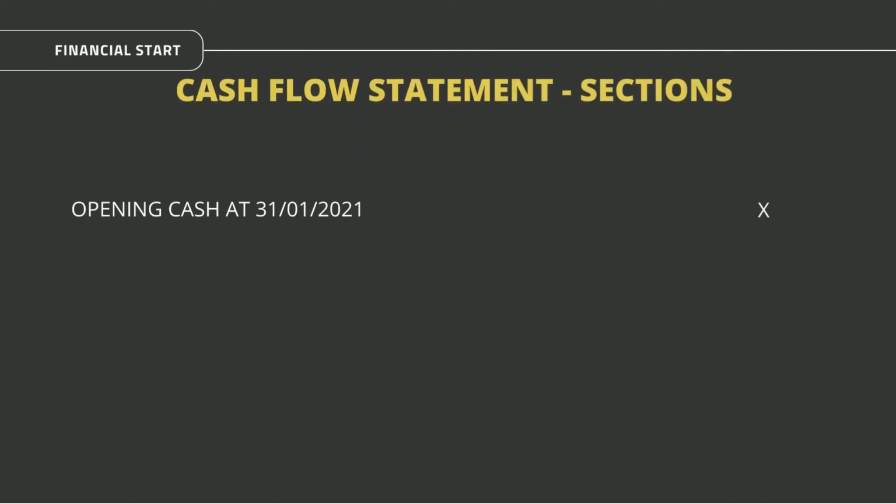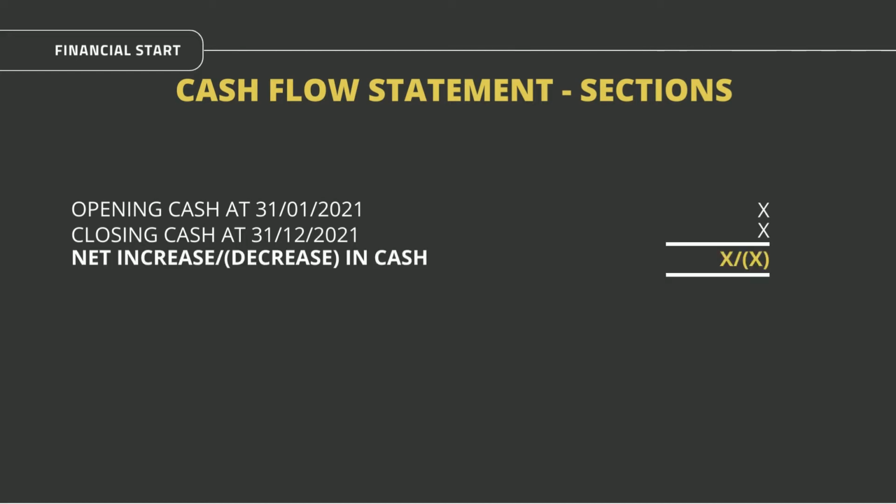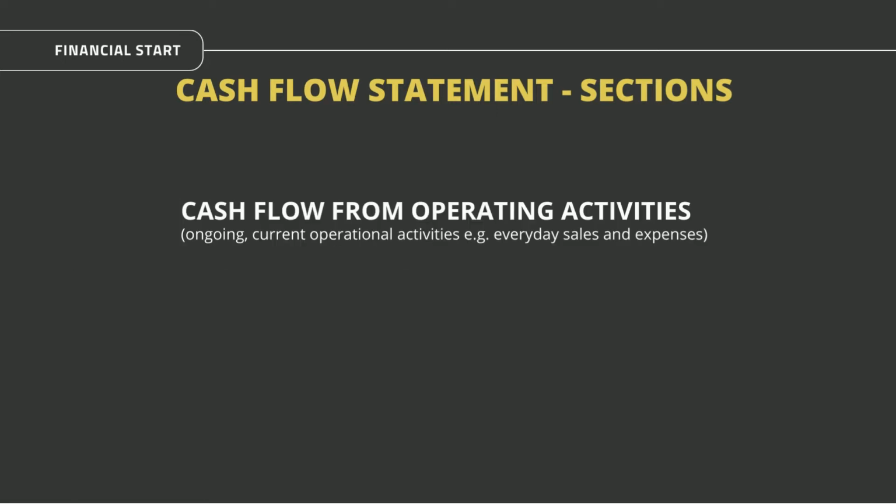We start with the opening balance of cash at the start of the period, and this can be taken straight from the balance sheet. We end with the closing balance of cash at the end of the period, also taken from the balance sheet. We then need to find and explain the differences between these two balances, which is called the net increase or decrease in cash. Cash flow statements are separated into three sections.